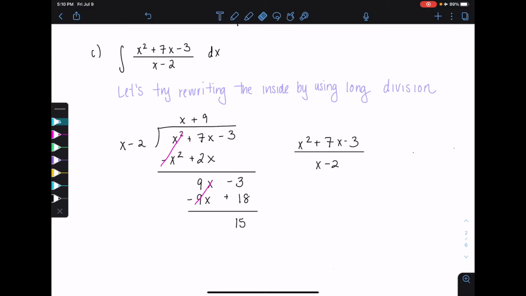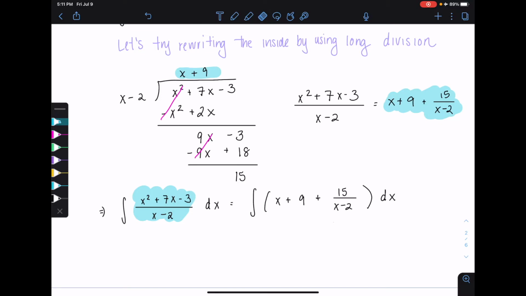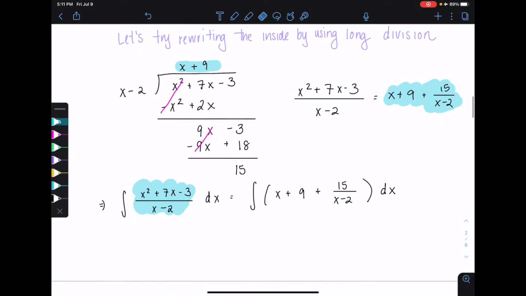So ultimately, this fraction I have on the inside is equal to my quotient, which is x plus 9, plus my remainder divided by that divisor, so basically the thing in the bottom. Since I'm trying to evaluate this integral, instead of this complicated thing that I can't find an antiderivative of right away, I'm going to replace it by my new equivalent expression. So we get to instead integrate x plus 9 plus 15 over x minus 2.